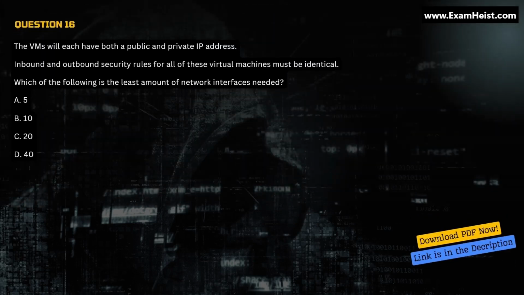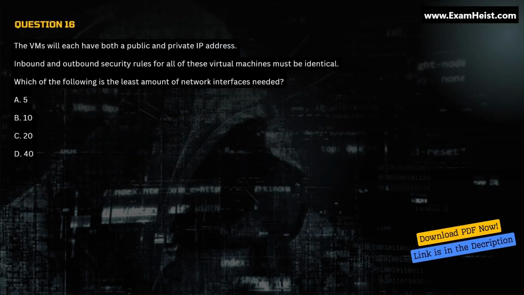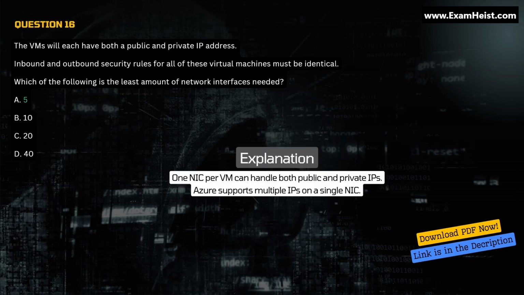Question 16. The VMs will each have both a public and private IP address. Inbound and outbound security rules for all of these virtual machines must be identical. Which of the following is the least amount of network interfaces needed? A. 5. B. 10. C. 20. D. 40. Correct answer is A. Explanation. One NIC per VM can handle both public and private IPs. Azure supports multiple IPs on a single NIC.